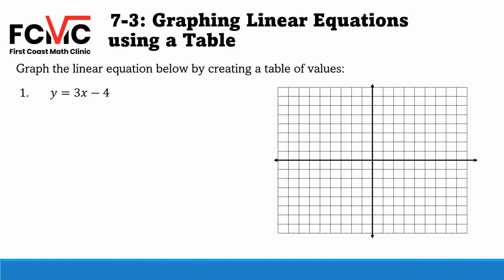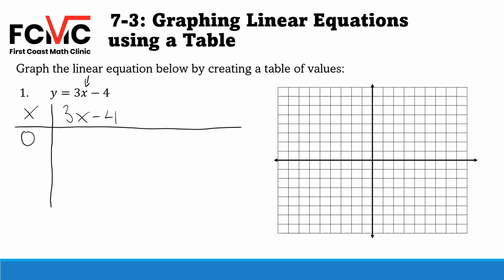So number 1 here, we've got y equals 3x minus 4. So we've got to choose values for our independent variable x, substitute them in, and solve for y. So setting this up, first column is going to be x. So I'm going to start with 0. 3x minus 4 in my next column. So I'm going to have 3 times 0 minus 4.